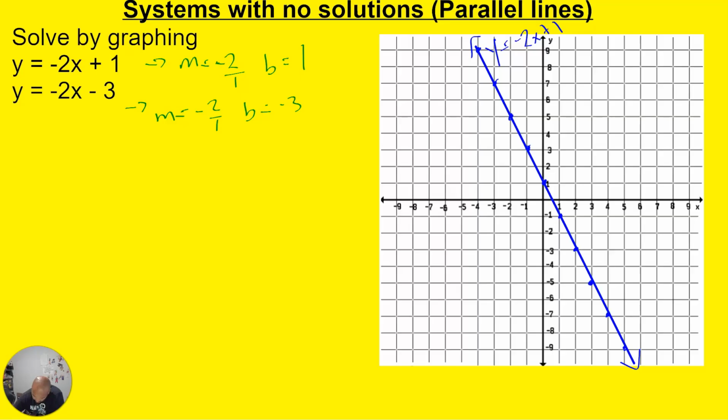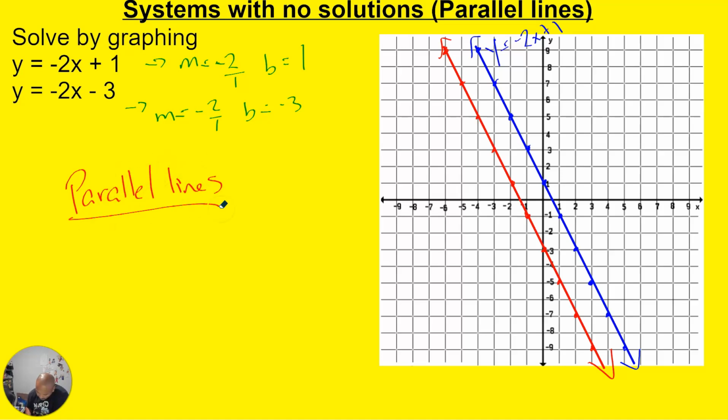Let's do the second one: our y-intercept is negative 3, and our slope is down 2 over 1. The way we can notice that we have parallel lines right away is right here: parallel lines have the same slope and different y-intercepts.